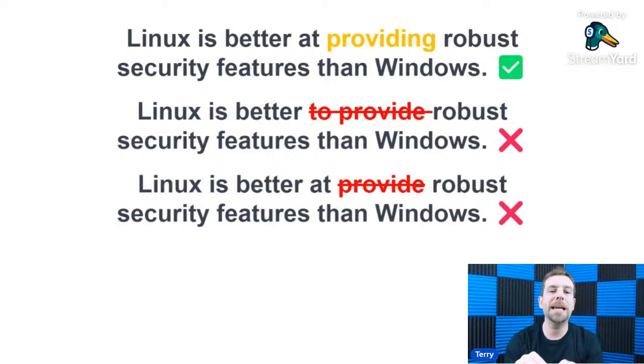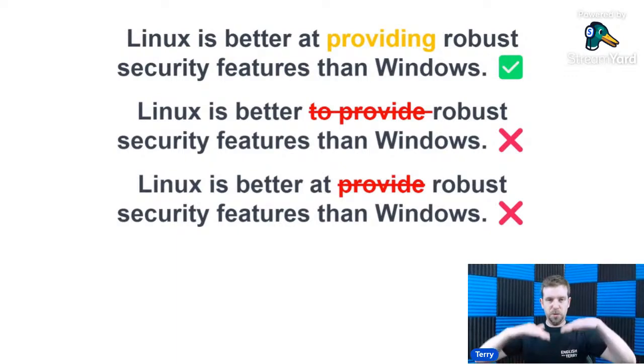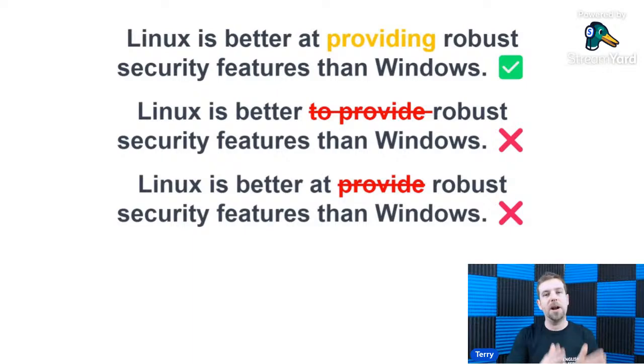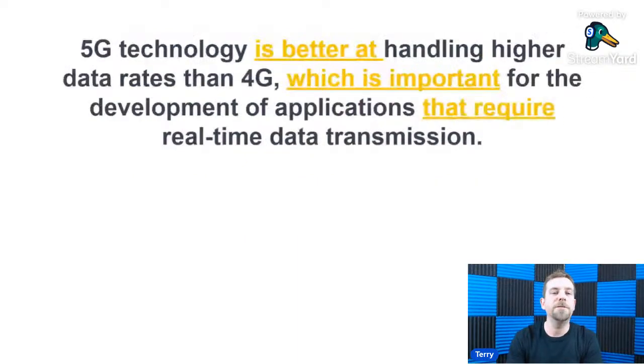stability. So again, if we look here at how you start to build your sentence: Linux is better at providing, right? We don't say Linux is better at provide or to provide. Only if you have the preposition at after, you must put the verb ing. Better at providing. Okay. 5G technology is better at handling higher data rates than 4G, which is important for the development of applications that require real-time data transmission.